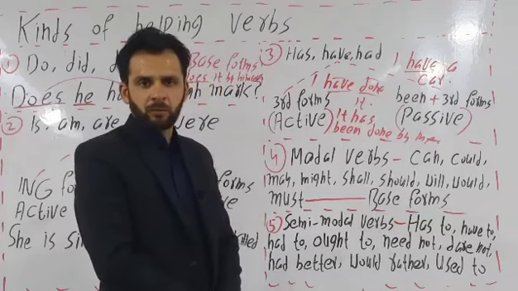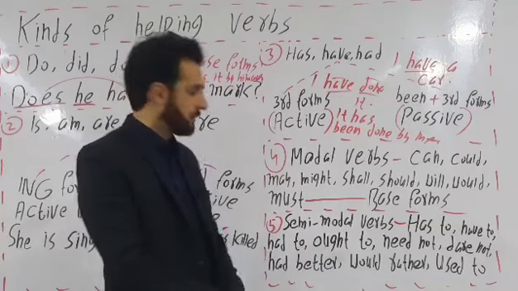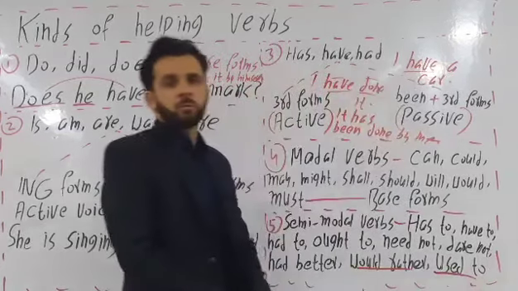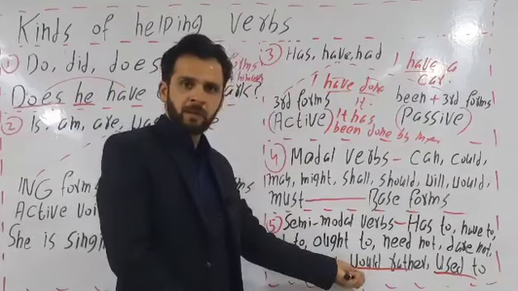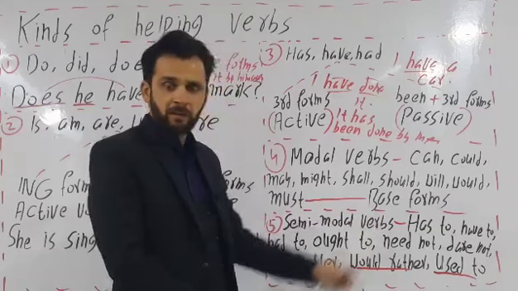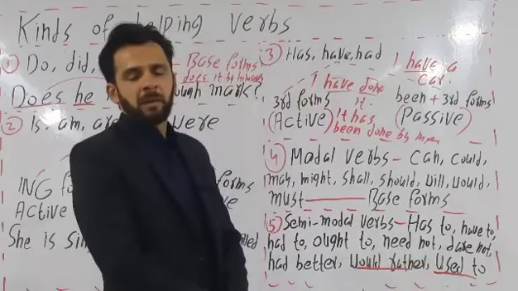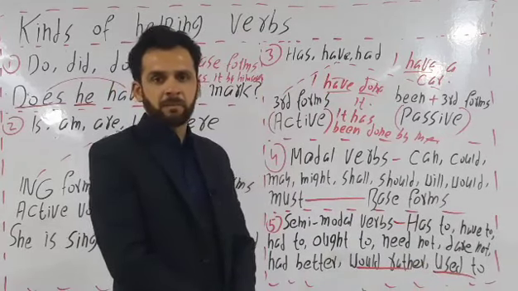These are also followed by the base forms of the verbs, with the exception of two cases: would rather and used to. These two can be followed by the base form or the second form. Would rather can be followed by the base form or the second form. Similarly, used to can be followed by the base form or the ing form of the verb, as I discussed in the previous lecture.